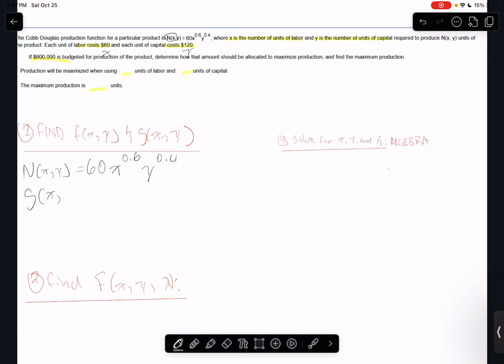Now we're going to do our g of xy. So 60 is our x in this equation, okay? Which is the cost of labor. And we're going to add this to 120y. 120 is the cost of units of capital. All this is going to be budgeted from the $600,000 equation. So we don't want this to equal $600,000. We want to subtract that so we can make the g of x equal to 0, just like the last problem.